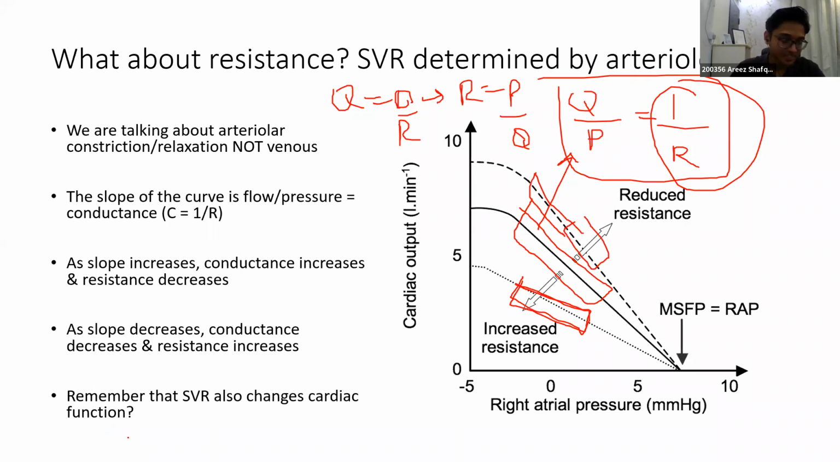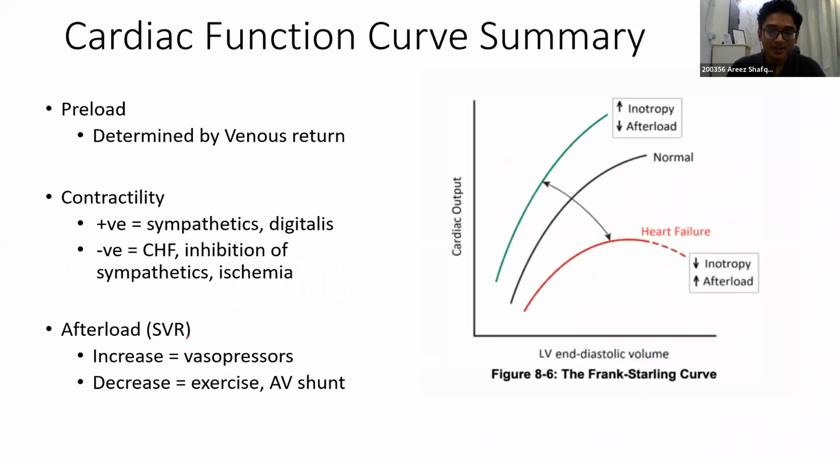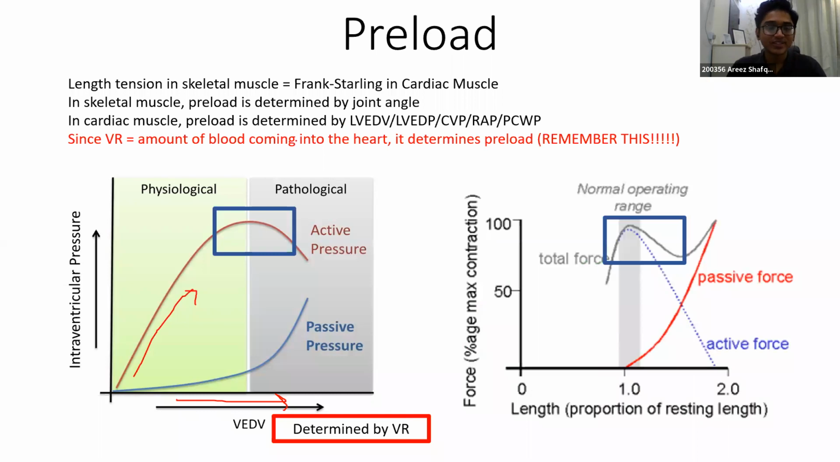Can we say right atrial pressure is venous return? Yes, you can. So let me go back here. You see this third point. Cardiac preload is determined by left ventricular end diastolic volume. Left ventricular end diastolic volume is the same as left ventricular end diastolic pressure. That's the same as central venous pressure. That's the same as right atrial pressure. That's the same as PCWP, which is pulmonary capillary wedge pressure. All of these mean the same thing. They are an indication of how much blood is coming back to the heart.